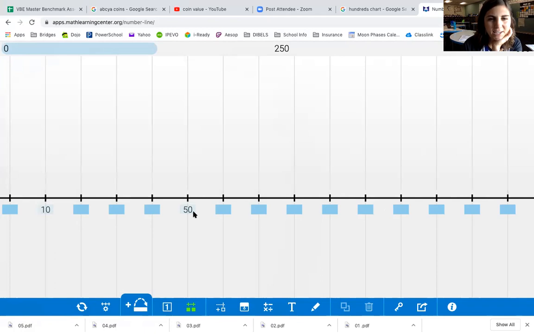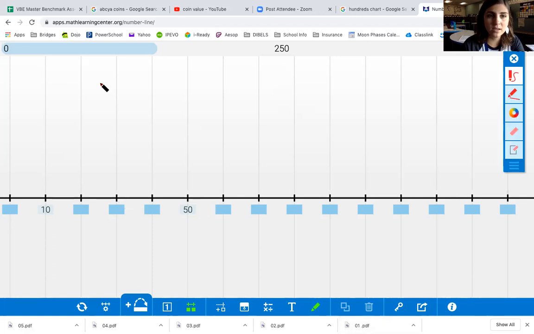So 10 and 50. How many jumps would we have to make in order to get to 50? So let's imagine that we put a dot on 10. Let's count how many tens. 10, 20, 30, 40. So it would be 10 plus 40 more. 10 plus 40 more would get us to what number? That number right there, 50. Good job.